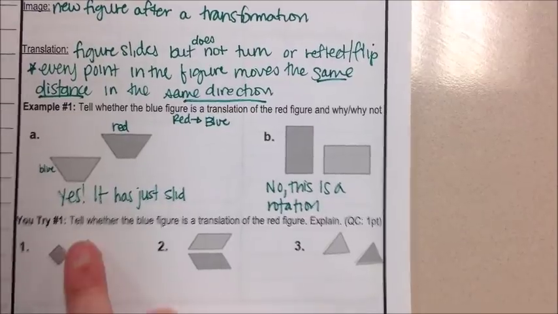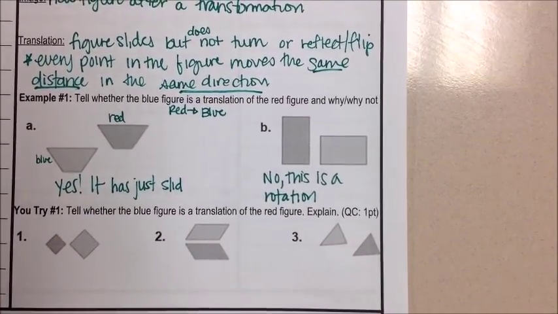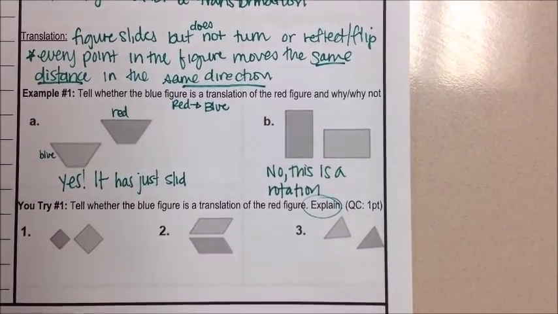Okay, so you try number 1. You're going to do all 3 of those. Make sure you explain why you said yes or no.